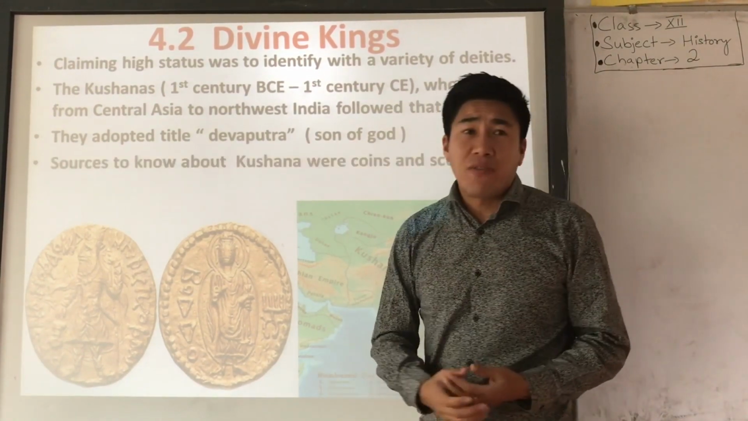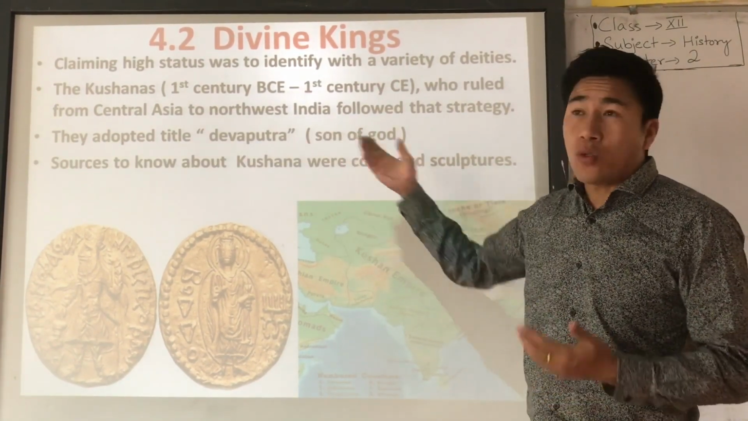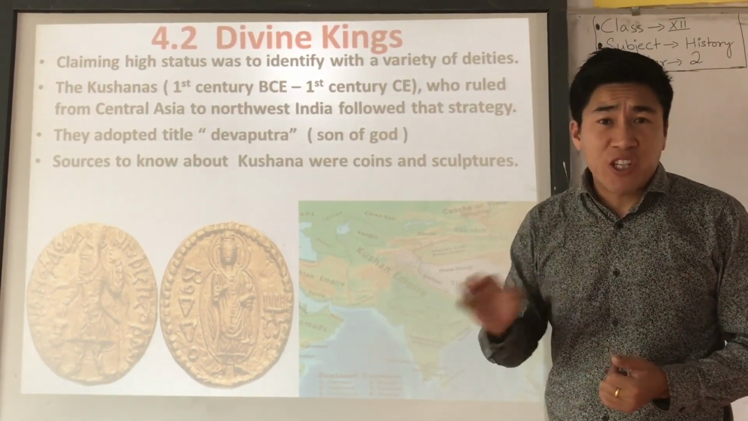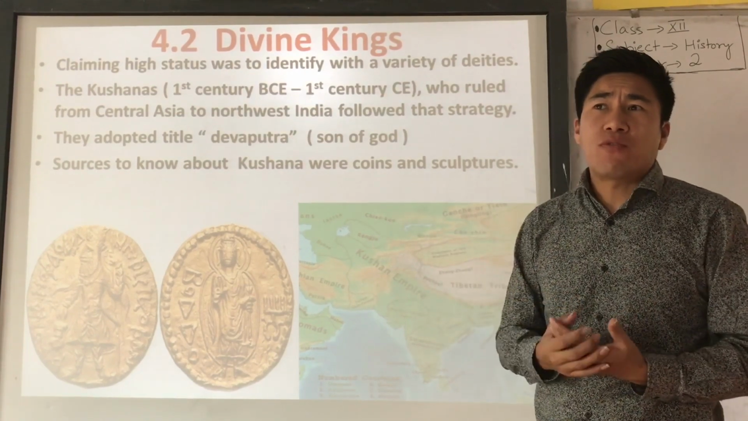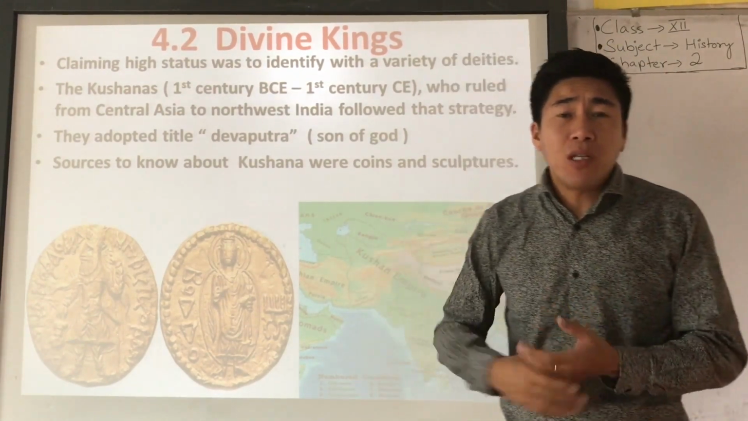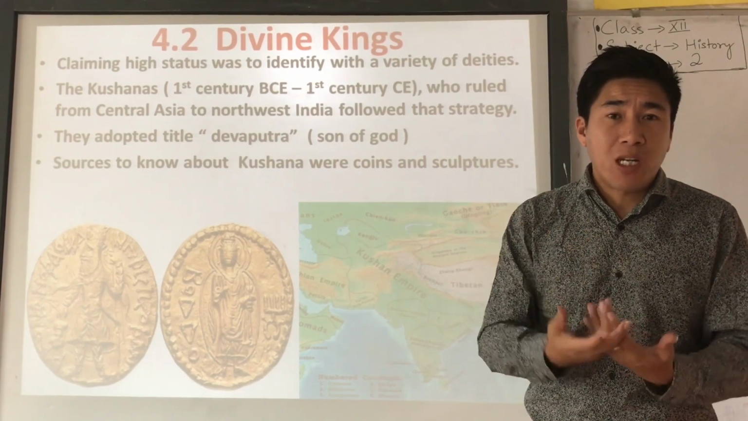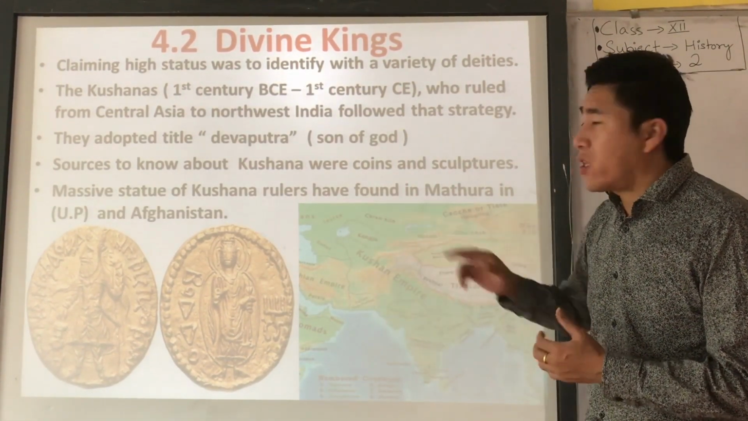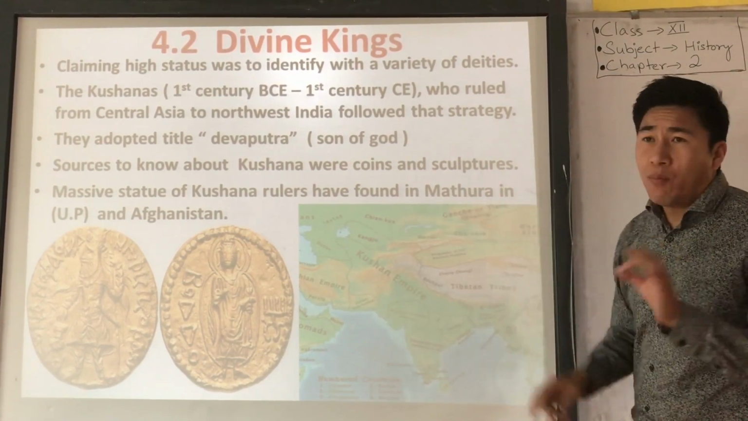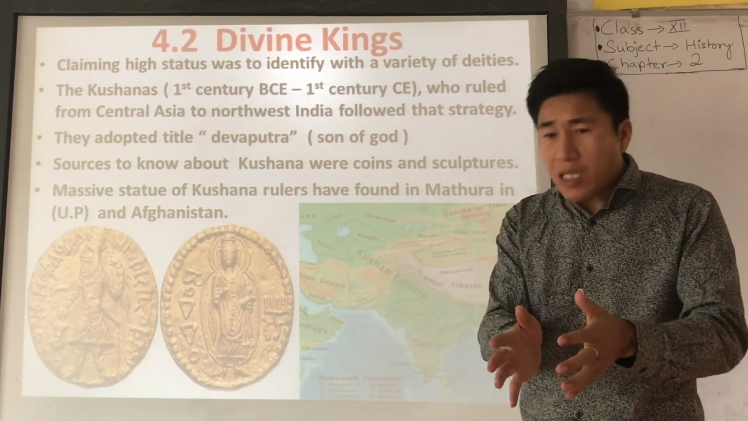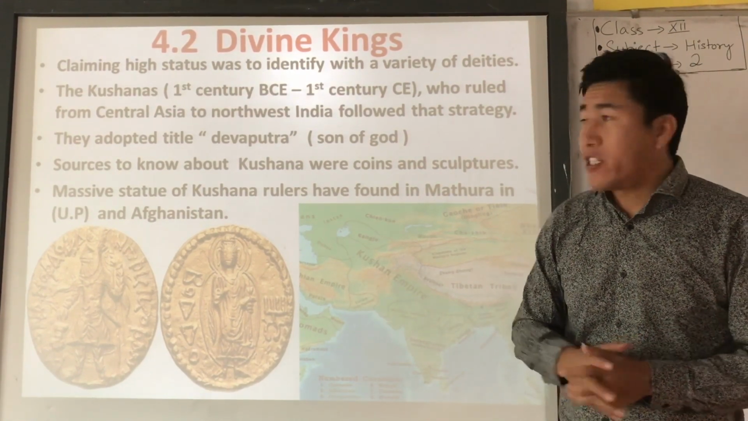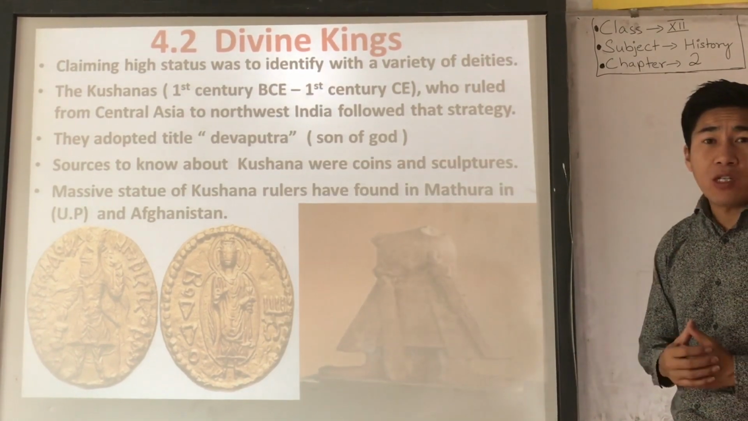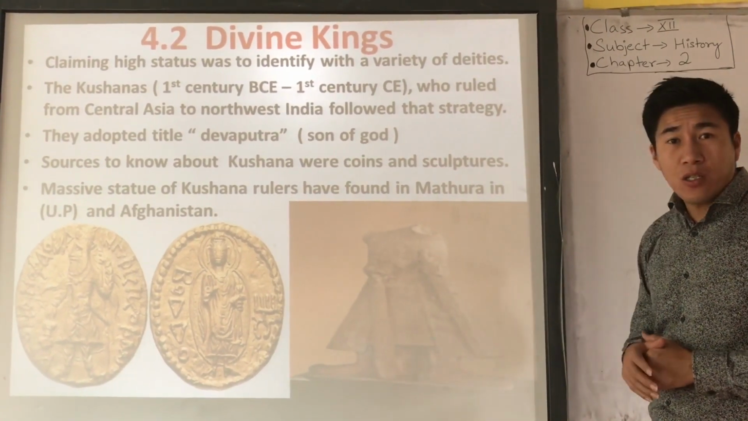So there are many different sources to understand the Kushana rulers. We have coins, then sculptures, then textual sources, then monuments. All these sources help us to understand the history of the Kushanas. One important source here is the massive statues of Kushana rulers found in Mathura, UP, the birthplace of Shri Krishna, and in Afghanistan, where massive statues of Kushana rulers were found. Understood?